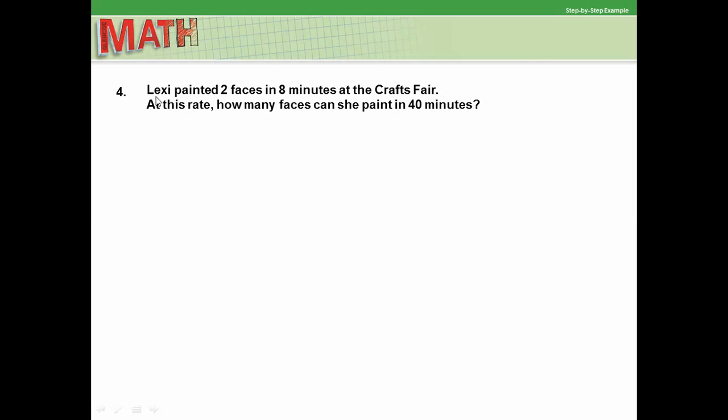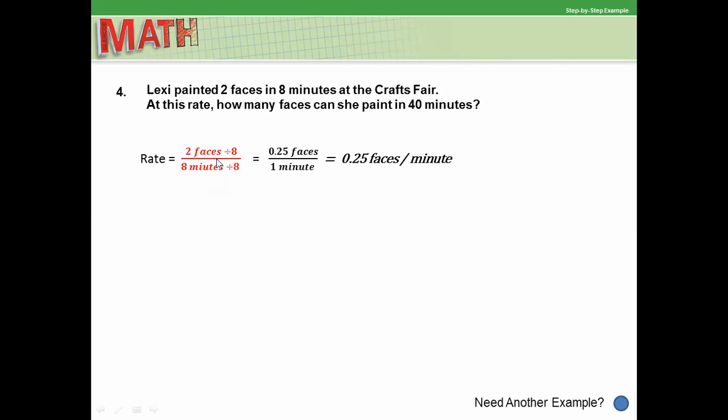Lexi painted 2 faces in 8 minutes at the craft fair. At this rate, how many faces can she paint in 40 minutes? So, in this kind of problem, I have 2 main steps. First step is calculate the rate. How many faces can she paint in 1 minute? So, first of all, the rate is 2 faces over 8 minutes, divided by 8 on both sides. So it will be 0.25 faces per minute. So this is the rate.